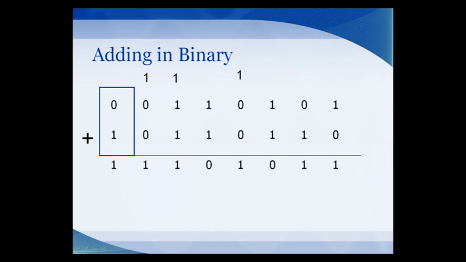If you convert the top number into decimal, you get 1 plus 4 plus 32, which is 53. And then the bottom number, we have 2 plus 4 plus 16 plus 32 plus 128, which is 182. If you add those numbers together, you get 235. So the answer in binary converted into decimal should be 235. Let's check it out. 128 plus 64 plus 32 plus 8 plus 2 plus 1. That equals 235. So we've done our math problem correctly.